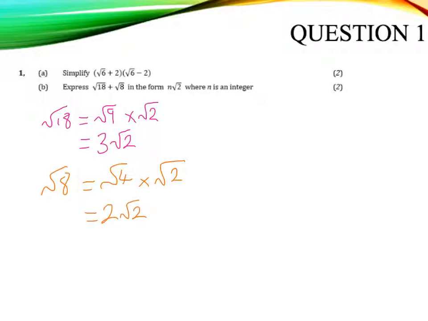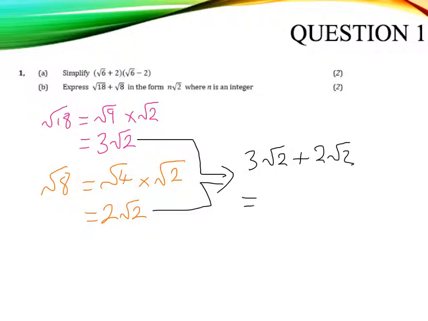Now what I've got to do is finally just look back at the question. This was root 18 plus root 8, so I'm going to combine this and this together to give me my final answer, which is 3 root 2 plus 2 root 2, which simplifies to 5 root 2. Just checking the question again, it says in the form n root 2. I've done that, where n is an integer and 5 is an integer.